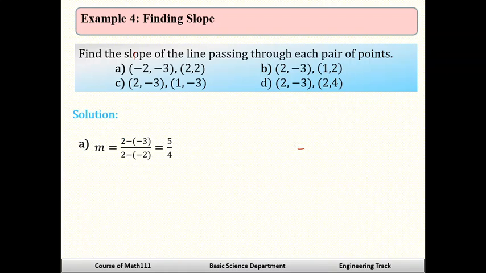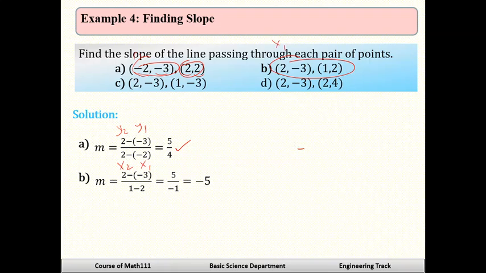Now, for the first one, x1, y1, x2, y2. This is y2, y1. This is x2, x1. I mean, put them here. Put these numbers here, and you will get 5 over 4. And do the same thing for this one, x1, y1, x2, y2.